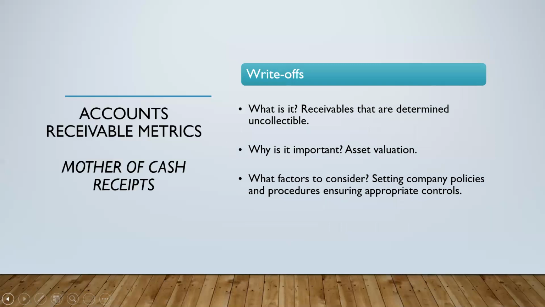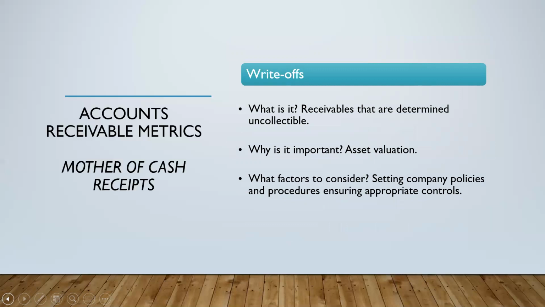So the next AR metric is write-offs, right? And what are write-offs? Where it's receivables, money owed to you that was determined uncollectible. And unfortunately, this happens in almost every type of business, not just ABA businesses. Okay. Why is it important?